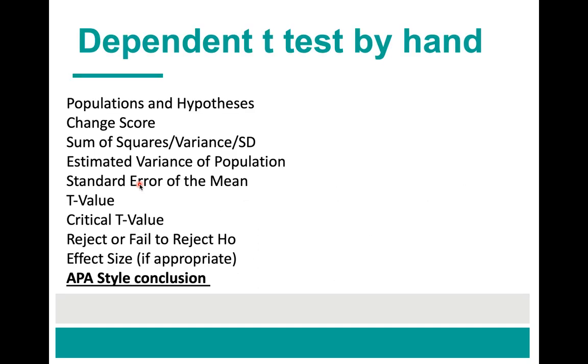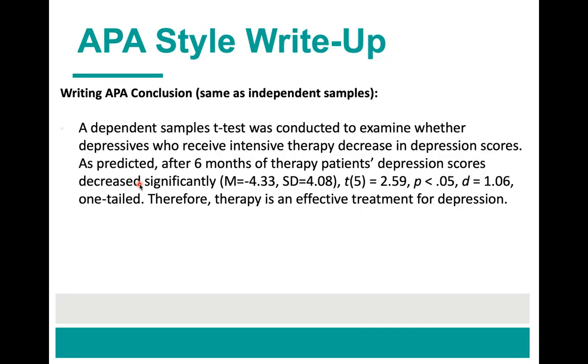And lastly, we need our APA-style conclusion. So, a dependent samples t-test was conducted to examine whether depressives who receive intensive therapy decrease in depression scores. That's our introduction of our test and the introduction of our research question and hypothesis. As predicted, after, that says 6 months. That should say 2 weeks. My bad. I'll change that again.